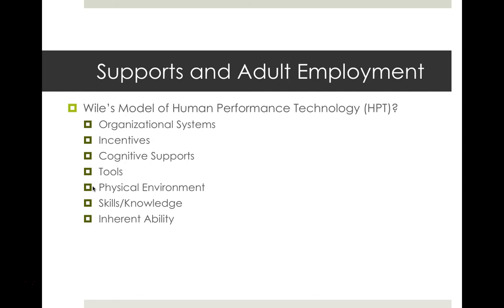Skills and knowledge is teaching someone how to do their job. Sometimes video self-modeling or social stories can help them when preparing for understanding certain parts of their job, but this is the teaching component, how to do their job. And then inherent ability is using an individual's intrinsic motivation, making sure we match jobs relative to their strengths and not their weaknesses, or using their strengths to help build areas of competency that they struggle with so they can be successful.